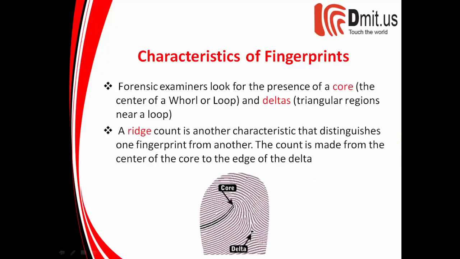So, we're going to continue on, and here's another thing that forensic examiners are going to look for. They're going to look for the presence of the core. It's the center of a whorl or a loop. The deltas are usually near the loop, but the core itself enables them to perform another type of quantitative analysis called a ridge count. The ridge count is another characteristic that distinguishes one fingerprint from another. So basically you start at the center of the core and you count the number of ridges until you reach the delta. And so that's going to be fairly unique from person to person.